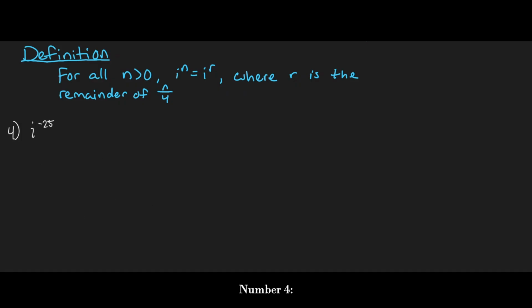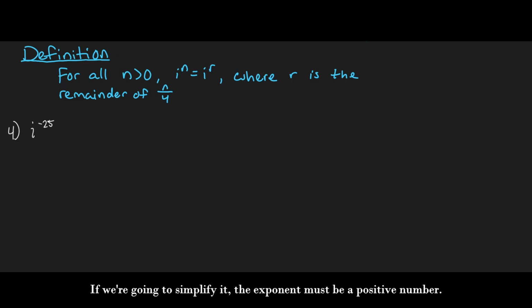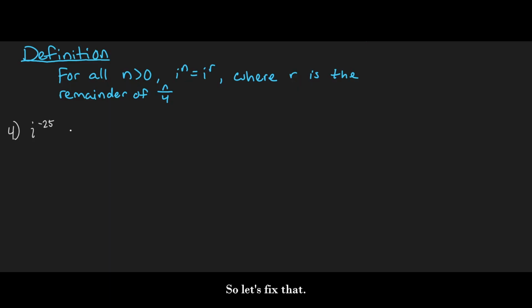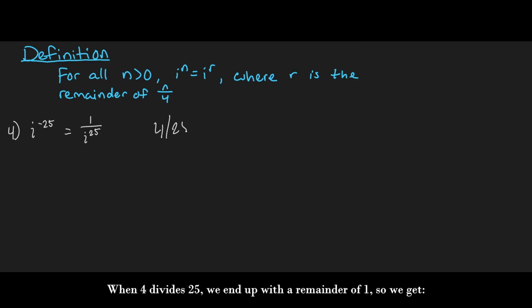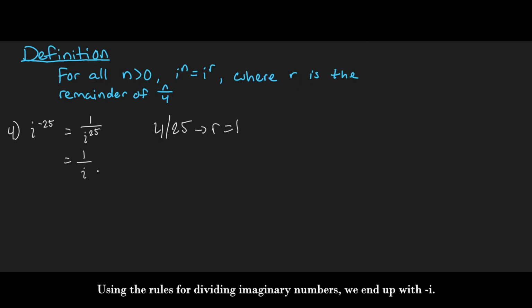Number 4, i raised to the negative 25th power. Remember our definition for the powers of i. If we're going to simplify it, the exponent must be a positive number. So let's fix that. This becomes 1 divided by i to the 25th power. When 4 divides 25, we end up with the remainder of 1. So we get 1 divided by i. Using the rules for dividing imaginary numbers, we end up with negative i.